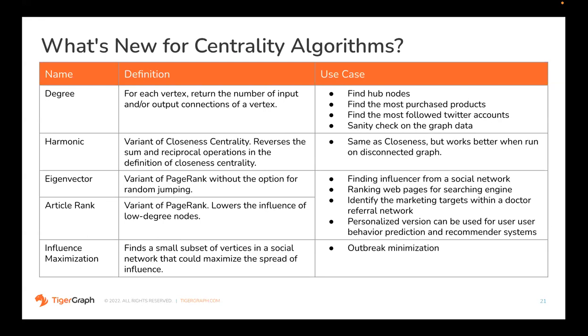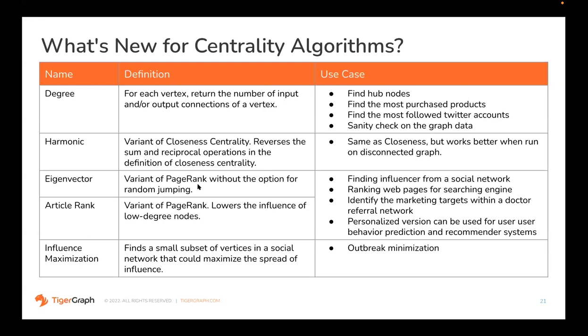Brin and Page, who did PageRank for Google 25 years ago, had an application justification for that jumping. They said people don't always follow links. Sometimes you just go to a different page. You just type in a different URL.